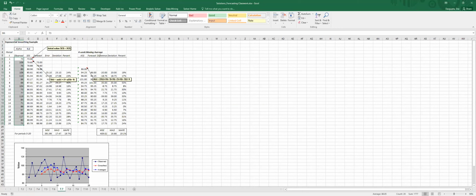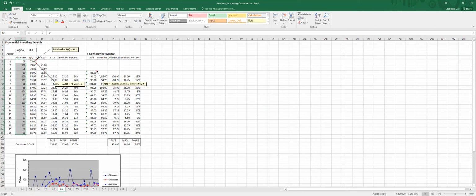And please create the headings first. ST, forecast, error, deviation, percent. Don't type it out, copy it from the previous slide or previous worksheet. And then side by side for comparison, you will also do a 4-week moving average on the same set of data with AT this time, and then forecast, difference, deviation, and percent. Once you're done with just getting the headings out, let me know, because then I'm going to walk you through how you're going to put in those formulas.